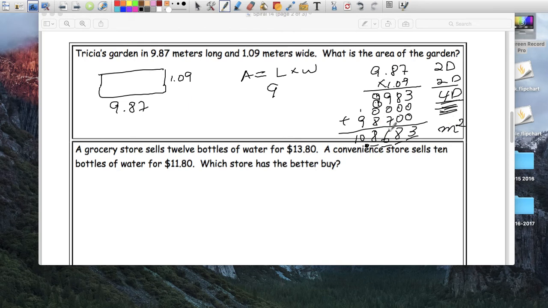If they ask you to round, probably to the nearest hundredths, that would be 10.87. Okay, it depends on how the question is, what the question asks from you.